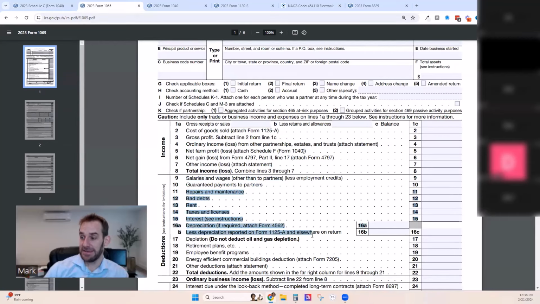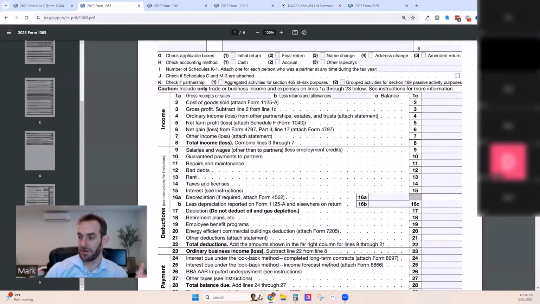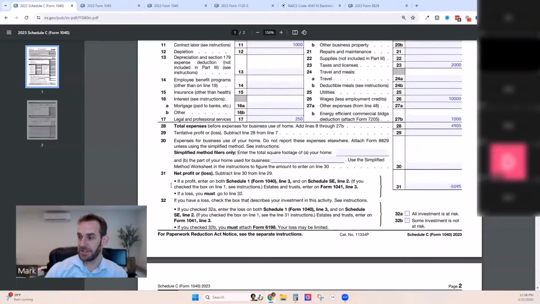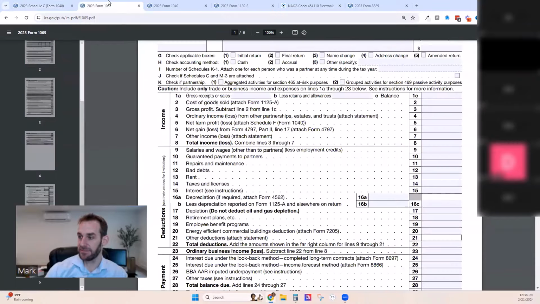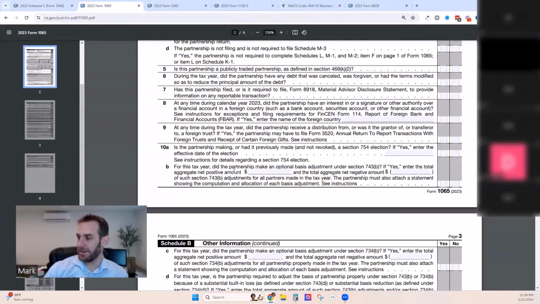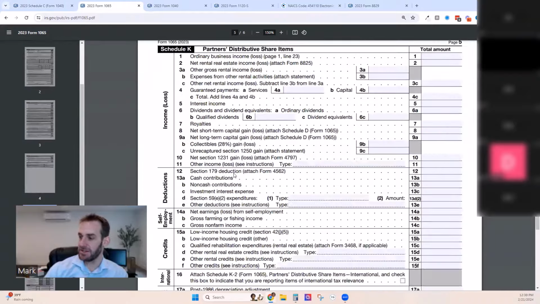Most of this stuff doesn't apply in most cases. Most of it's going to be detailed separately on this other deductions line, which goes on a whole other form, just like page two of the Schedule C. So that's all I'm really going to cover there. So you've got to answer a bunch of questions.